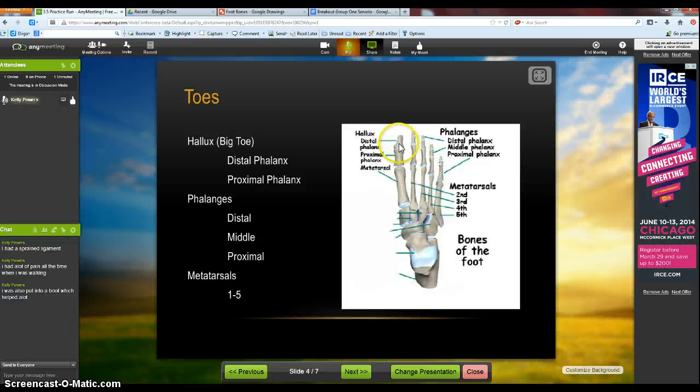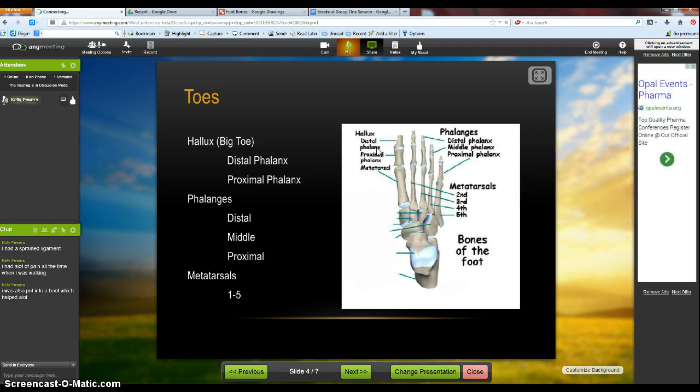The first toe, or your big toe, is referred to as the hallucis. If you ever hear anyone say the hallucis or an injury involving the hallucis, it always means the big toe.